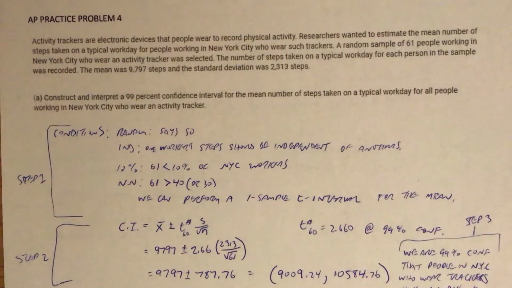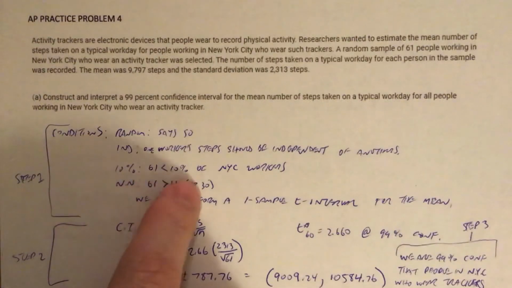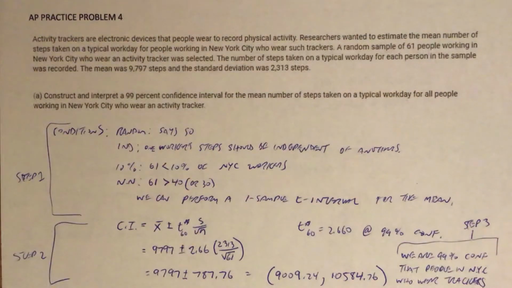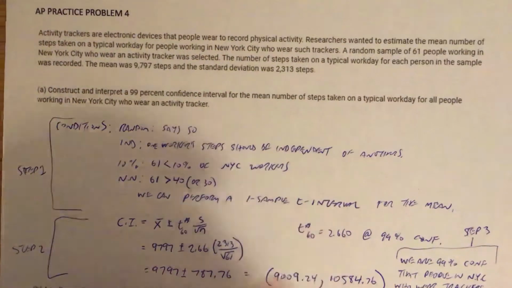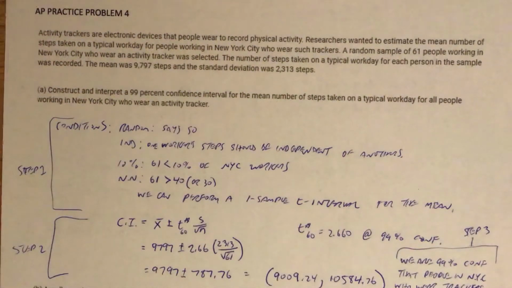We want to make sure we don't pick too many people. The 10% condition says don't pick more than 10%, but we're dealing with 61 people. That's surely less than 10% of workers in New York City. I should put workers in New York City who wear these tracking devices. New York City's got millions of people in it, so it's likely that there's thousands of people wearing this thing at the least, and 61's less than 10% of them.